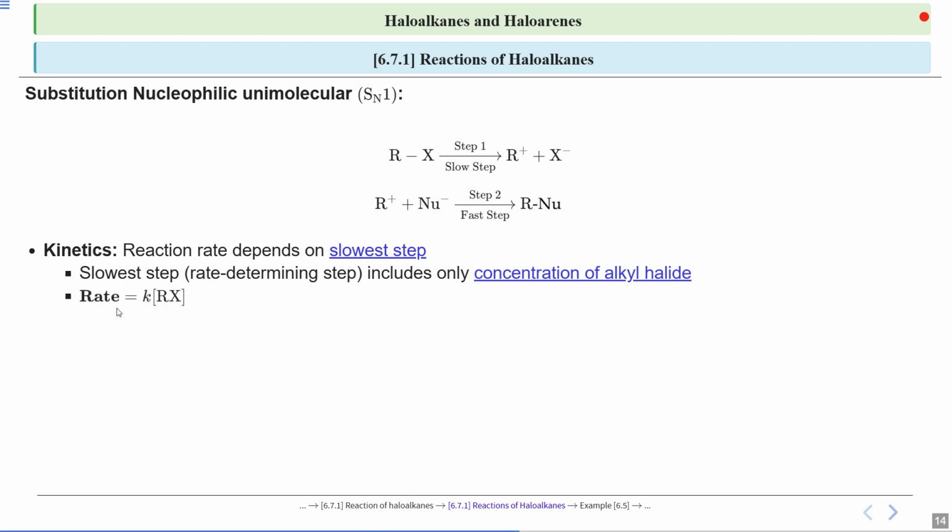So the rate equals K, the rate constant, multiplied by the concentration of alkyl halide, that is RX. So this is a first order reaction, right? You can see that in the rate expression: rate is K times RX. Here the concentration of alkyl halide has power 1, so it is a first order reaction. It depends only upon the concentration of the reactant, alkyl halide, present in the slowest step, that is step 1.